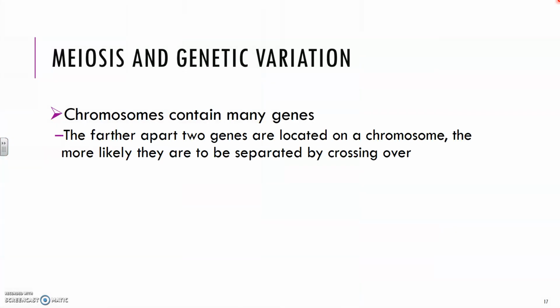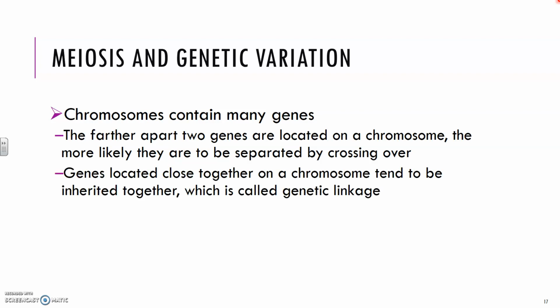So chromosomes contain a lot of genes, so we're also going to talk about something called gene linkage real quick. It's a relatively easy, logical concept. The farther apart two genes are located on a chromosome, the more likely they are to be separated by crossing over. Genes that are located really close together on a chromosome tend to be inherited together. That is known as gene linkage. It's a breakable link because it is possible that they will be separated, and you do see that sometimes.